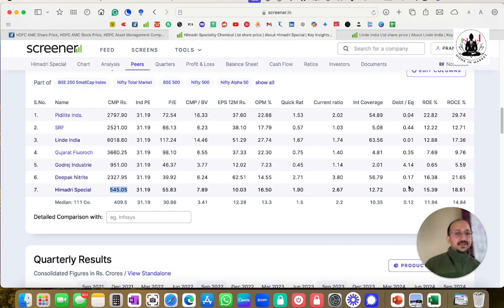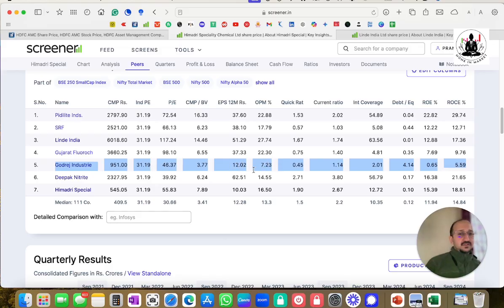Now you have to see the debt to equity ratio is least over here in Pidilite. Okay. Interest coverage is okay, this much. SRF is 0.44 and the highest is for Godrej. So you can see over here, guys, Godrej is having all the things which are not good for our investments. PE ratio is also very high, right? Returns were also very less, right?